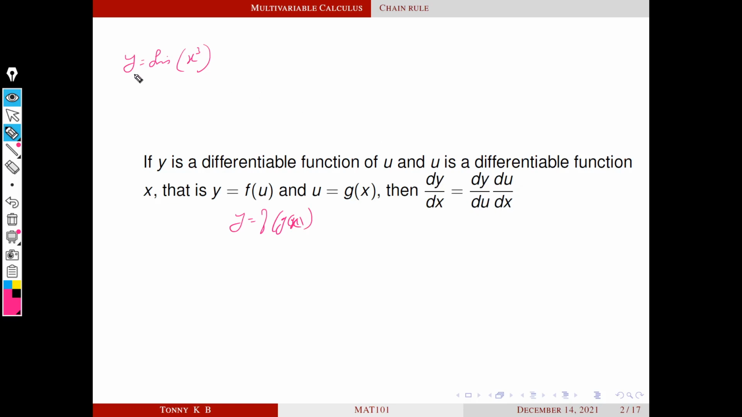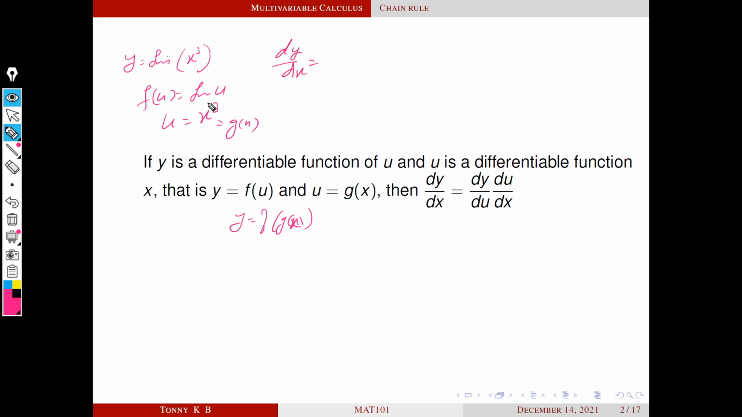Okay, for example, consider y is equal to sin x cube. And what is our f of u? Here f of u is sin u. And what about our u? U is x cube. So this is our g of x, right? So we know how to differentiate this y with respect to x. It means dy by dx.